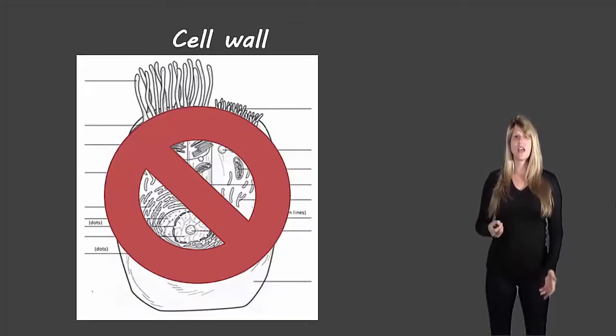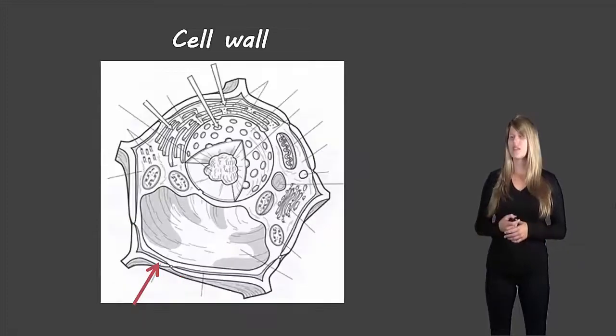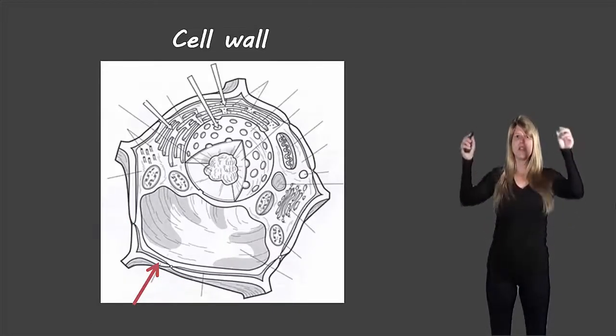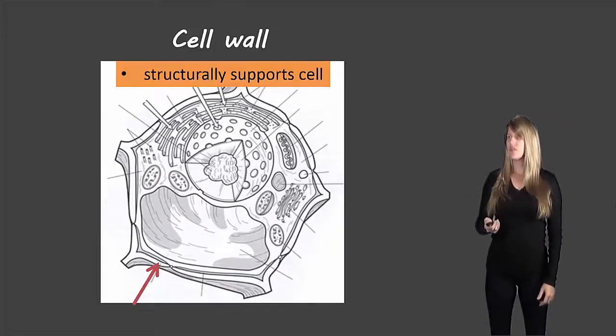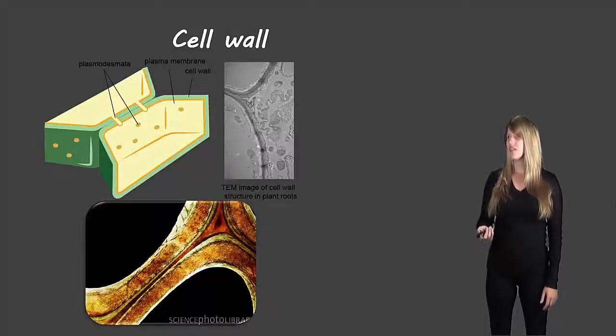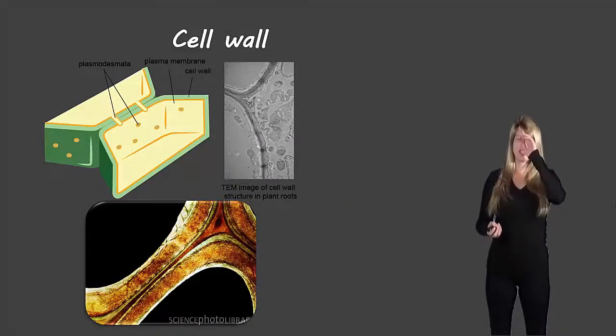The first one is the cell wall, and this does not exist in the animal cell, it's only in the plant cell. In the plant cell, it's the thick wall that surrounds the outside of the cell. So the role of the cell wall is to structurally support the cell. And here's some diagrams of the cell wall.